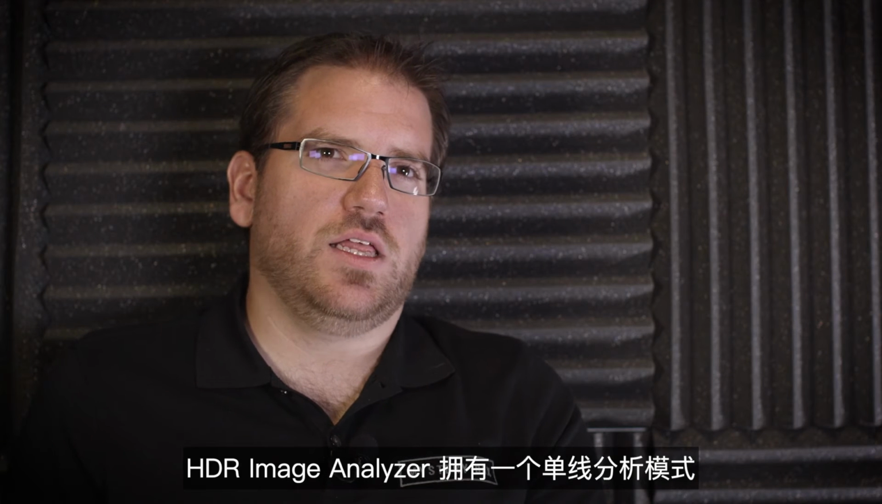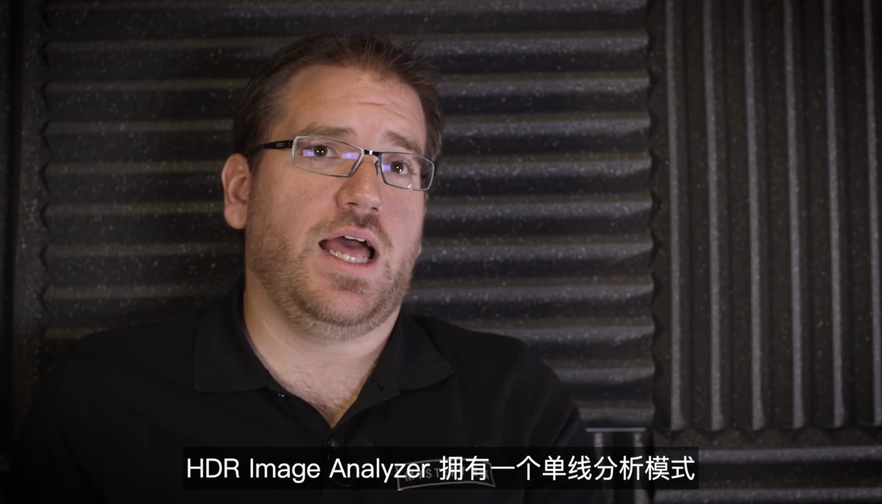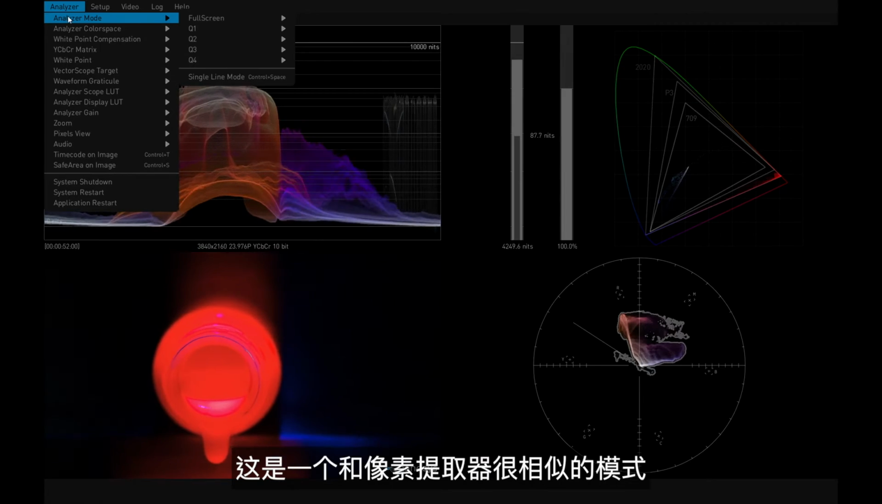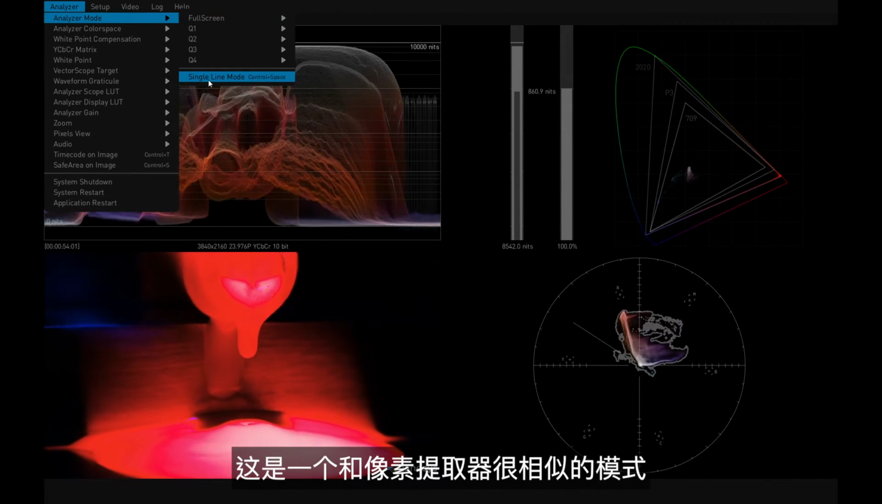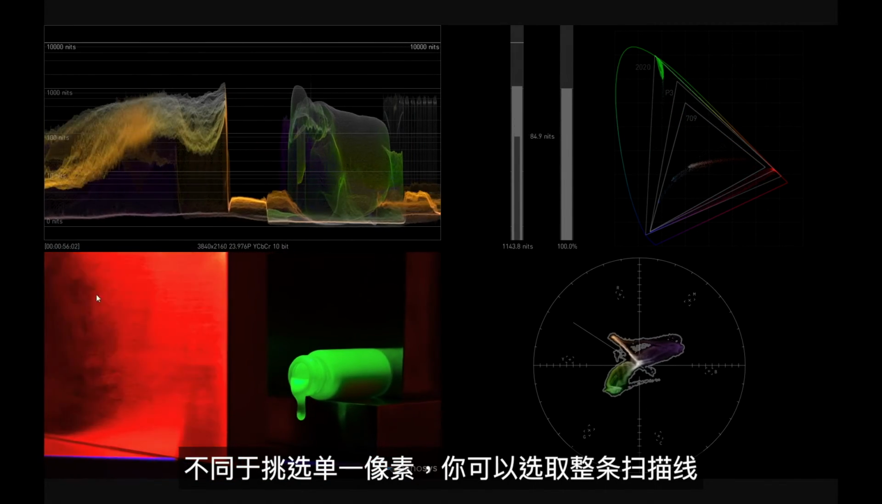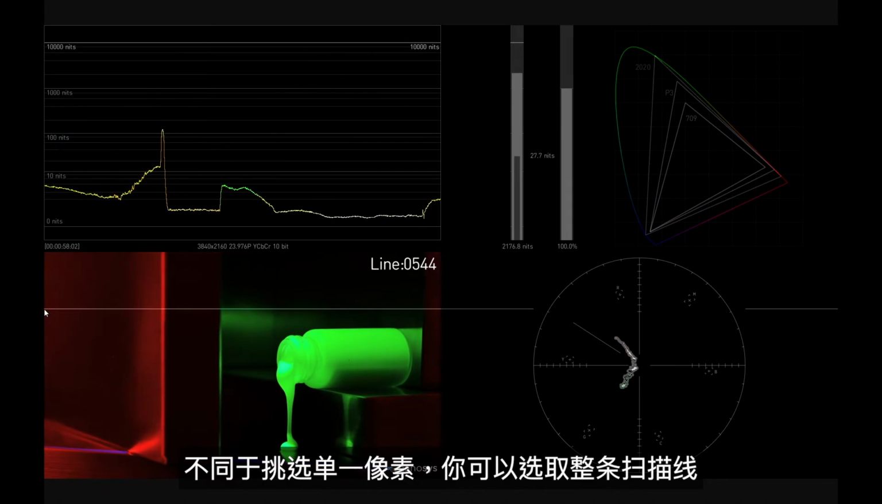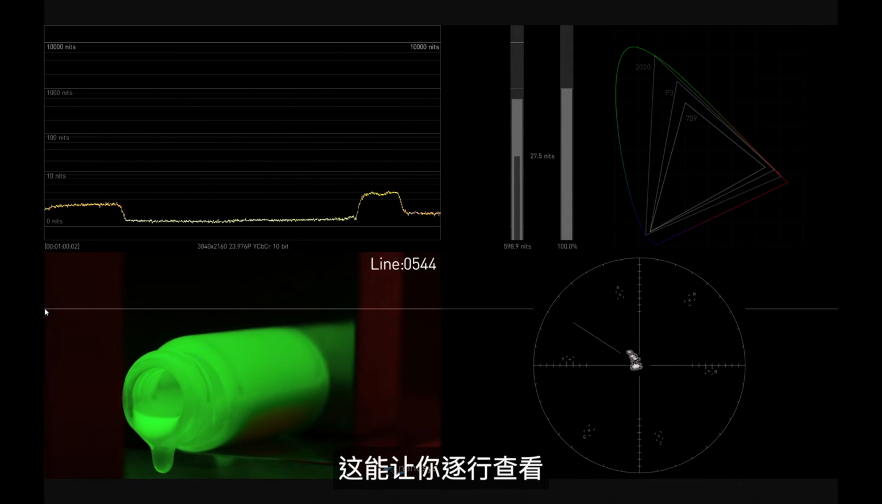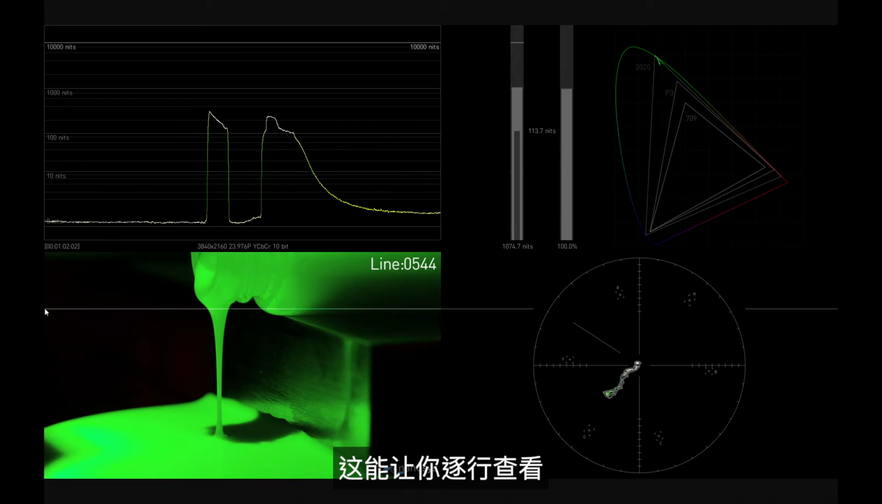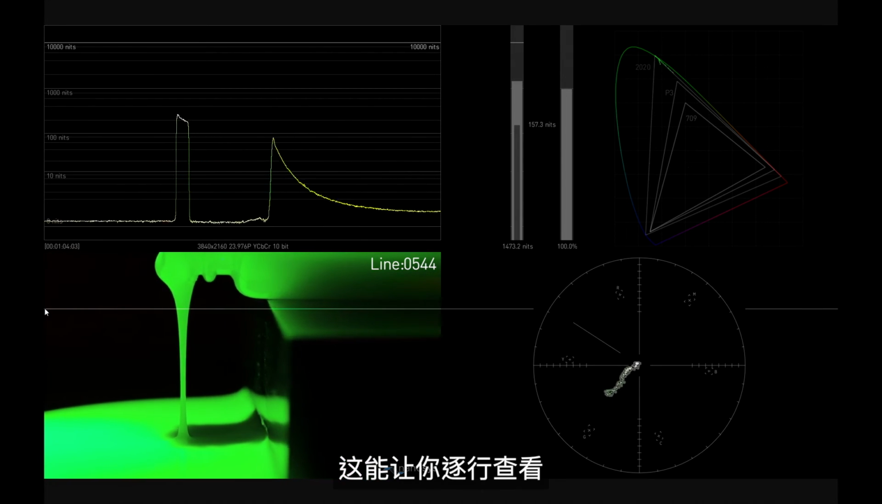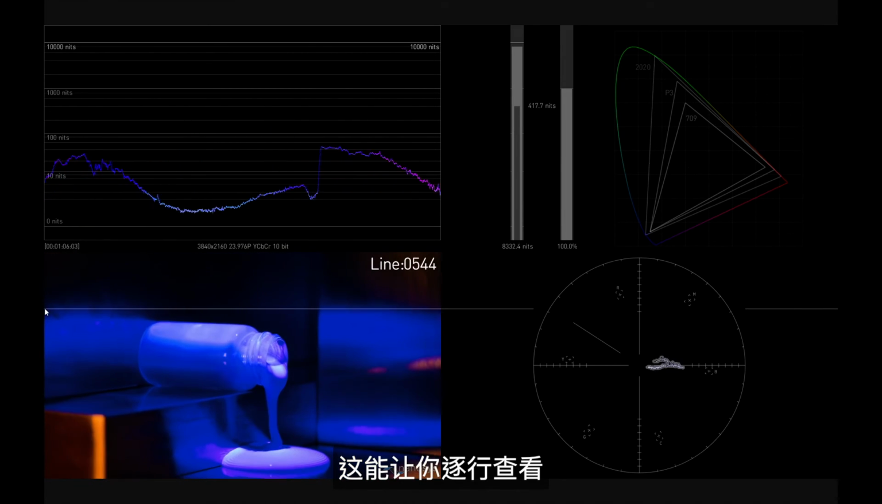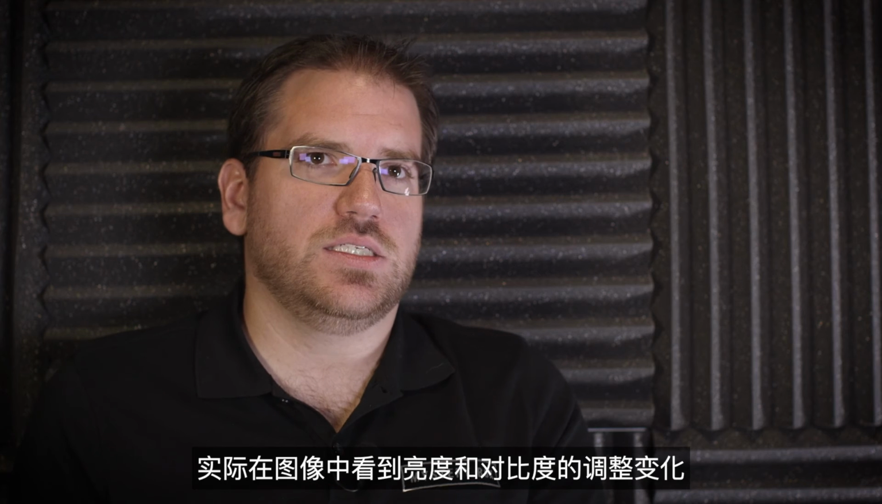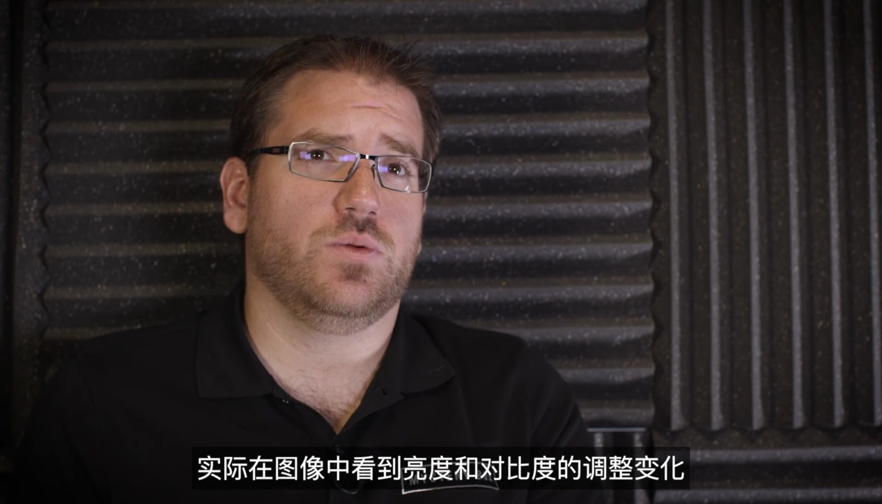The HDR Image Analyzer offers a line analysis mode. This is a very similar mode to the pixel picker, but instead of picking just a single pixel, you can pick the entire line. This lets you see on a more pixel or column by column basis exactly how brightness and contrast levels are changing and adjusting within the image.